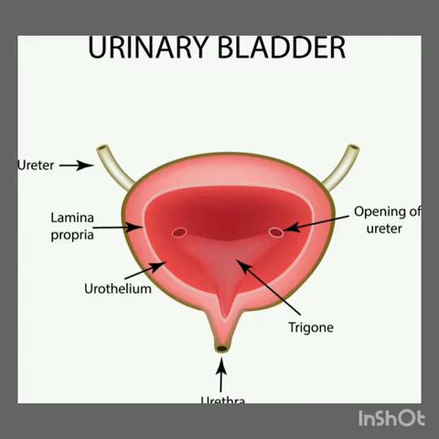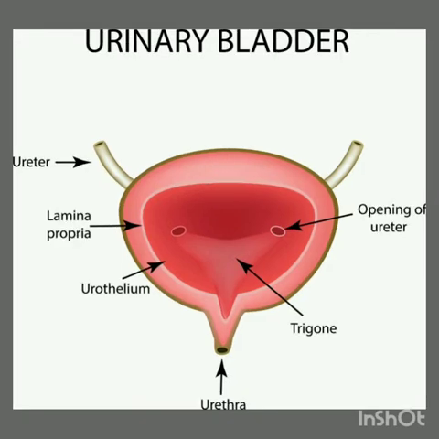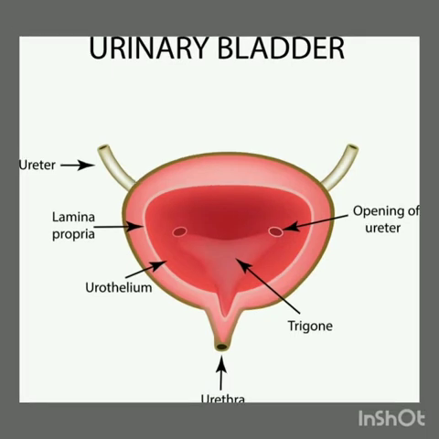The filtered blood which comes into the kidney, after filtration, moves out through the renal vein. Is that clear, children? This is about the urinary system.